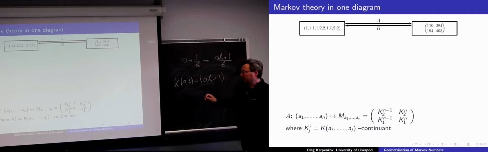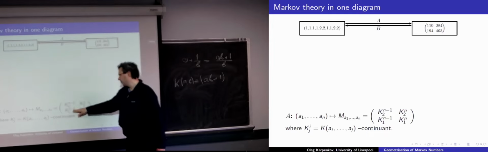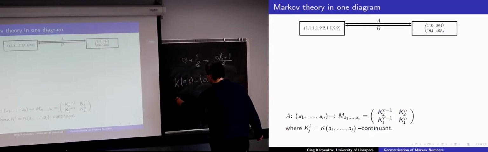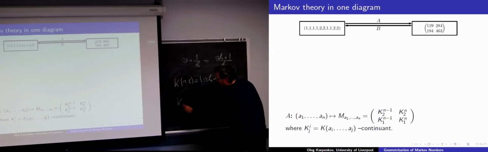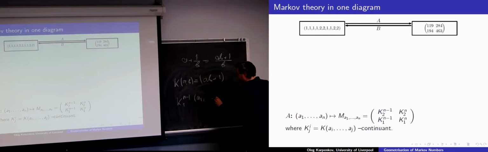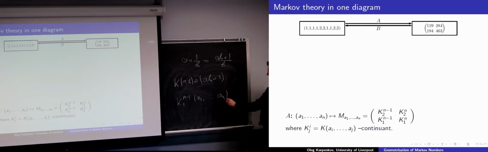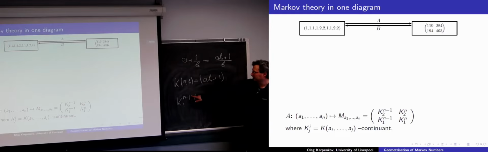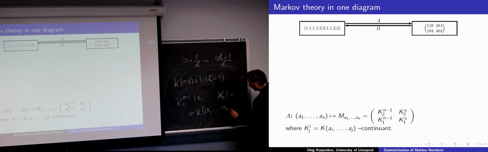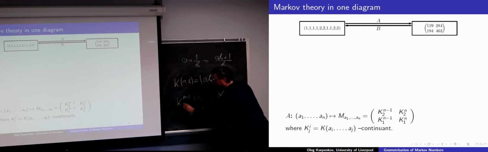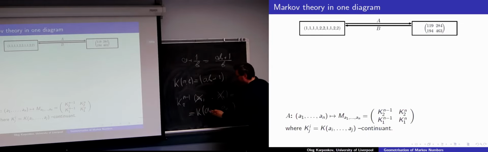Now here we have K1 and minus 1, so there are some letters. What does it mean that we have K1 n minus 1, for instance, of a1, etc., an? This means that we just disregard the last one. We take everything else. So that would be just the continuant of a1, etc., a(n minus 1). If we write K2, then we also ignore the first element, so here we start from a2.